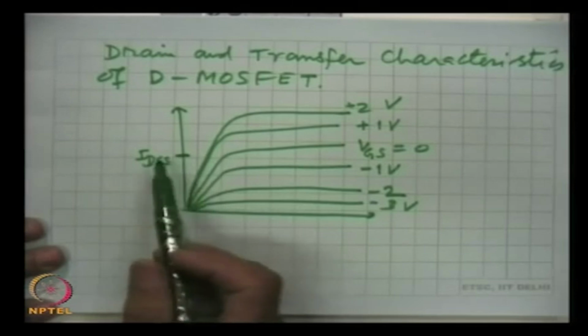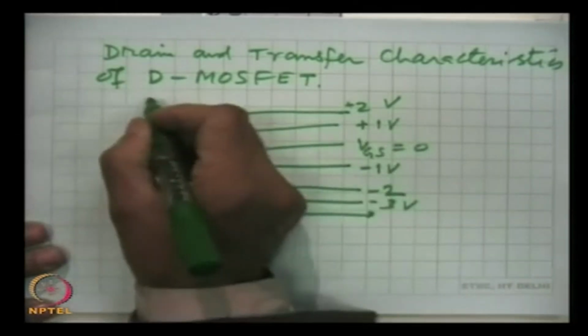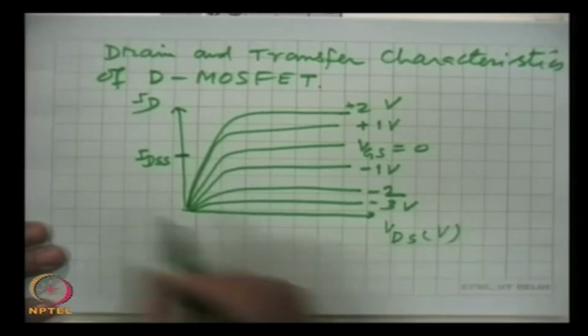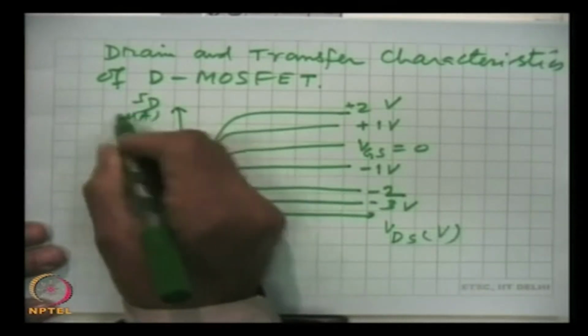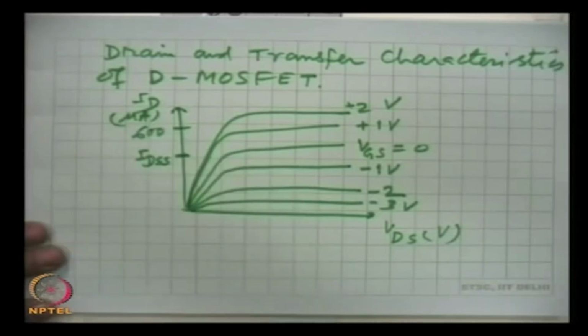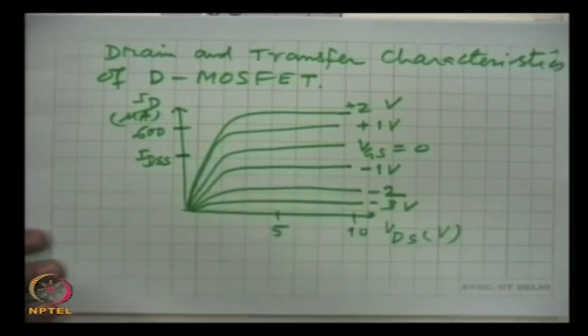But unlike the junction field effect transistor, where this IDSS was the maximum current in the device, this is not true in the case of the depletion MOSFET. In the depletion MOSFET, the current can increase, and it does increase when we give a positive voltage to the gate electrode. So, this is drain current and this is VDS, this is in volts and this is in microamperes or milliamperes, and this may be, for example, somewhere here for a particular device 600 microampere, this may be 5 volts, 10 volts and so on. So, these are the characteristics.